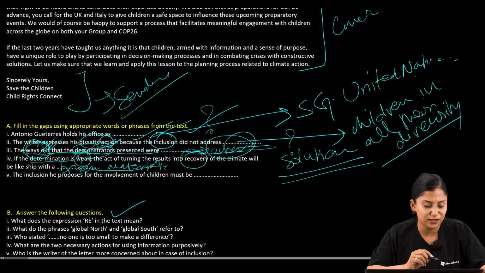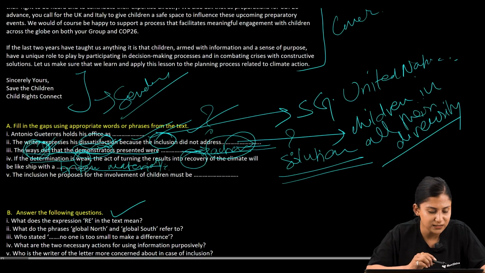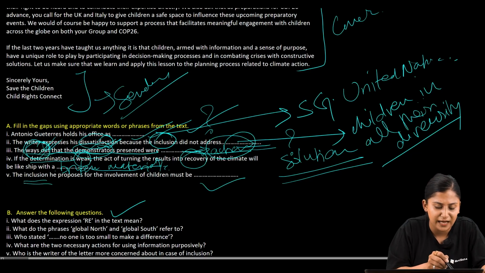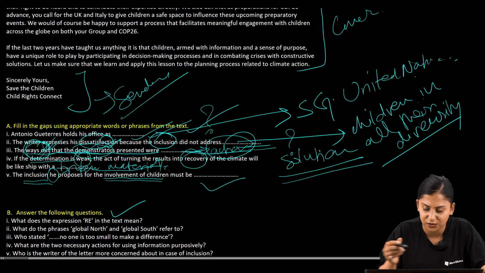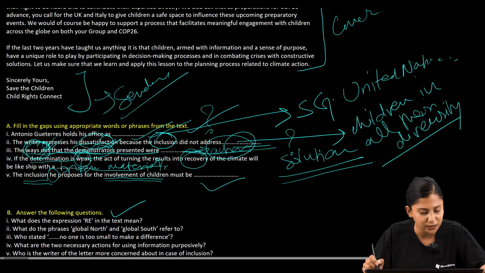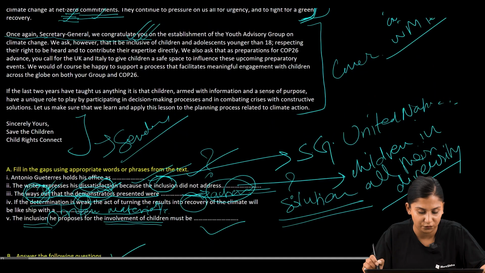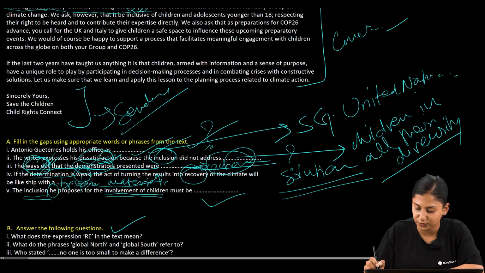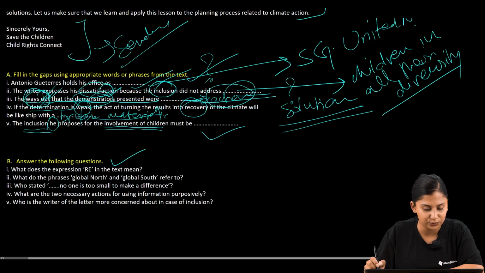Now, the last question from the fill in the blanks. The inclusion he proposes for the involvement of children must be. Here the keywords are inclusion, and he refers to the sender, and also another keyword, involvement of children. Let us find the word inclusion and involvement of children up over here. Do you find the word similar to inclusion or the involvement of children, or similar vocabulary related to these words and phrases?